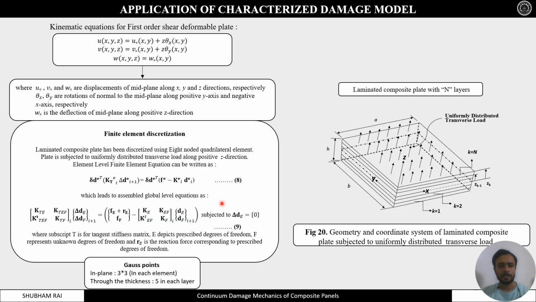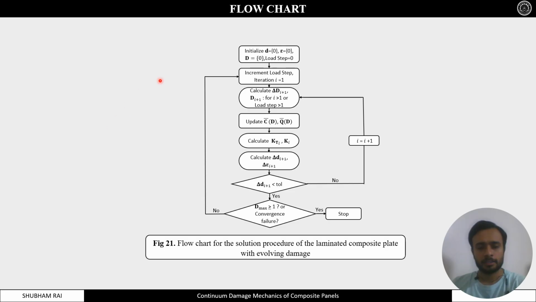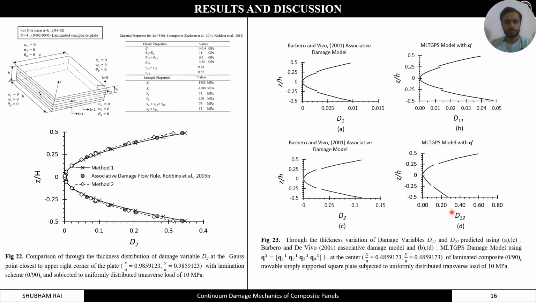So this is the finite element procedure that we will follow for damage modeling of this laminated composite plate, which is subjected to uniformly distributed transverse load, and we are going to use first order shear deformable plate theory. And this will be the flow chart, which will be similar to the numerical solution procedure I explained earlier. So now the results and discussion. This is the validation of our formulation.